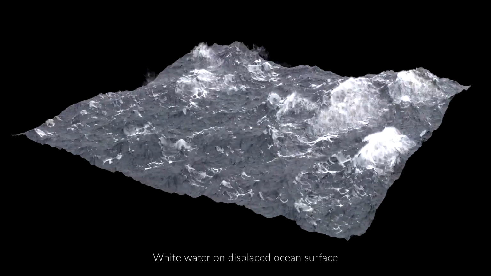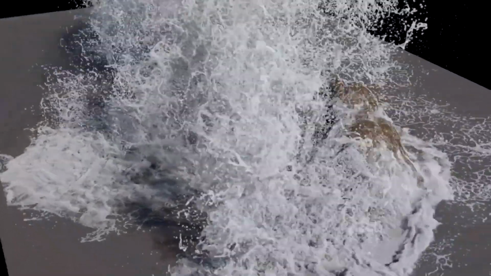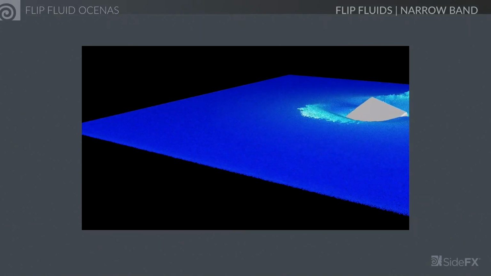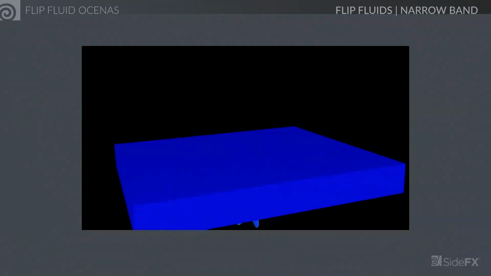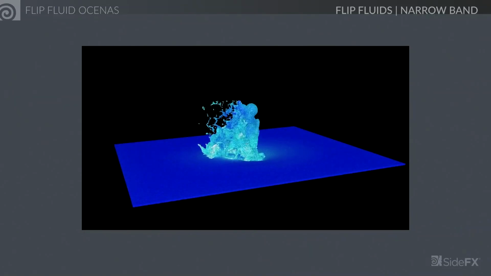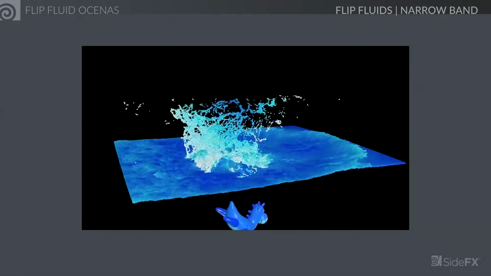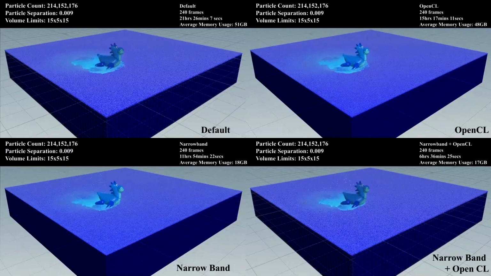And here are some examples of whitewater on a displaced ocean surface, not running a flip sim. And here are some more examples of just a quick shot. And here's a quick example of narrowband colliding with a rigid body object, and some more breaching objects. So it's really easy to run these localized flip sims, and if you're using reseeding around an ocean simulation, to knit that in makes a lot of sense.